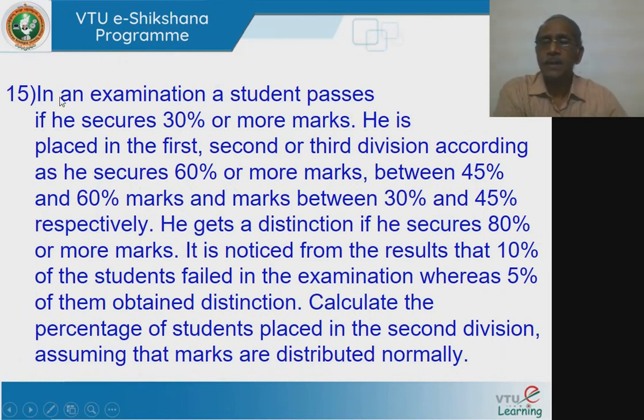Next one. In an examination, a student passes if he secures 30% or more marks. He is placed in the first, second or third division according as he secures 60% or more marks, between 45% and 60% marks, and marks between 30 and 45% respectively. He gets a distinction if he secures 80% or more marks. It is noticed from the results that 10% of the students failed in the examination whereas 5% of them obtained distinction. Calculate the percentage of students placed in the second division, assuming that marks are distributed normally.